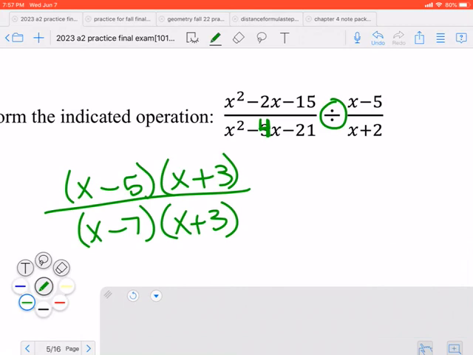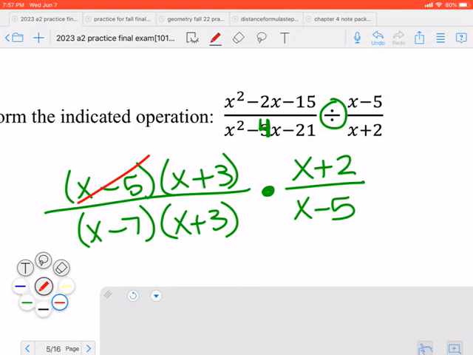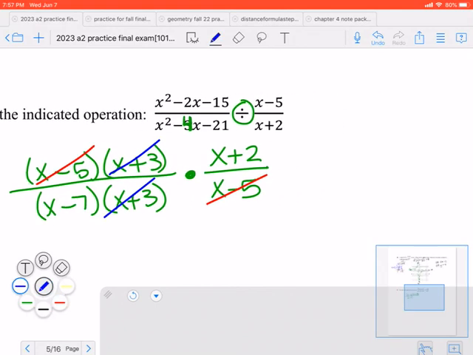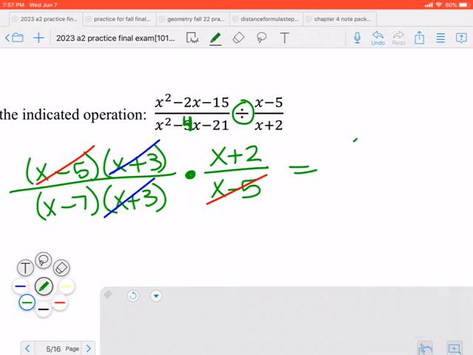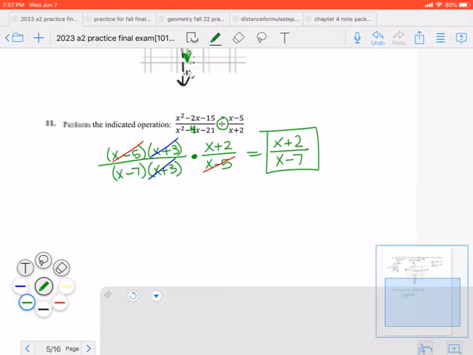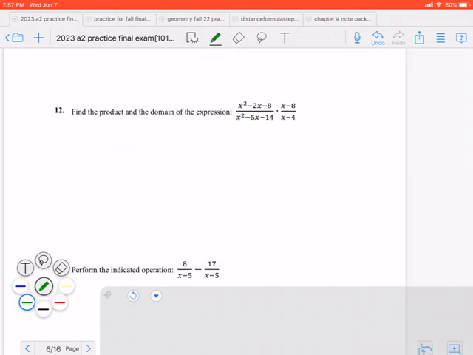Now, division is multiplying the reciprocal. So I change it to multiply, and I reciprocate the second fraction. Now I can cancel anything that matches with top and bottom. We've got x minus 5s, we've got x plus 3s. And your answer is anything that didn't get crossed off. Boom.